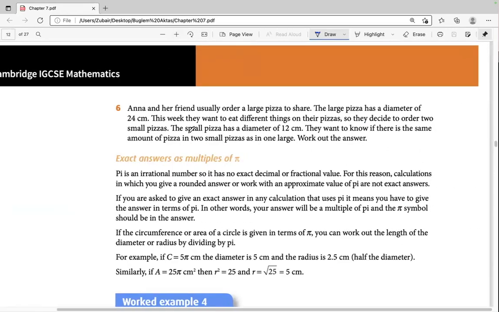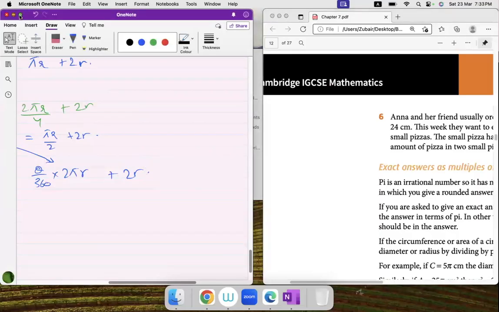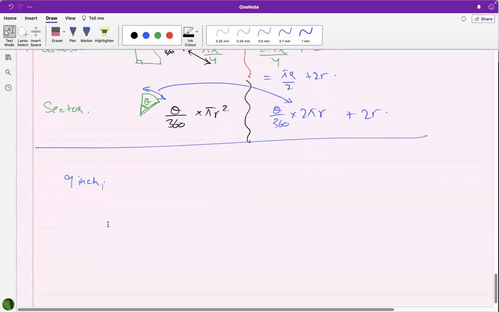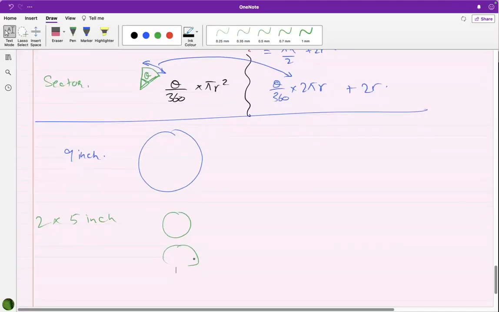Anna and her friend usually order a pizza. Whatever the question is, do know that whenever you order somewhere, if someone is telling you you've ordered a 9-inch pizza, these are diameters. You ordered a 9-inch pizza, but the manager came with 2 5-inch pizzas. He said that we are sorry, we are out of the dough, and we are offering you 2 5-inch for the same price. Will you accept it?